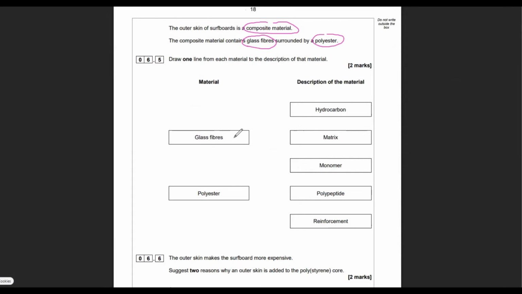Alrighty then. Glass fibers are actually a type of reinforcement. They're going to be like long glass strings that are for strength, and they're going to be coated in a layer of plastic that binds it all together. Now, we call a binding substance a matrix, and a matrix holds everything together in chemistry. Of course, the polypeptide is a type of protein that is not the polyester, but I imagine some people went for that one. So the matrix is like the plastic coat.